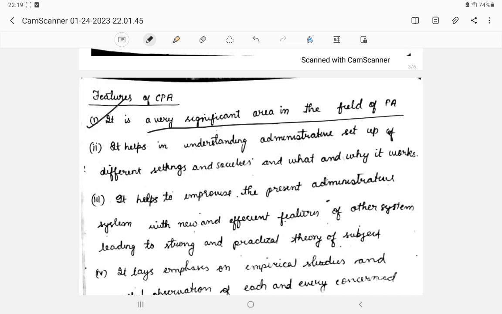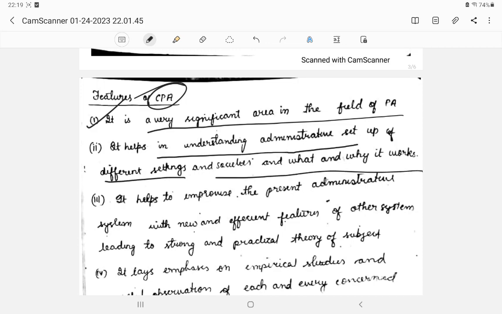There are many types of public administration: new public administration, new public management, good governance, etc. So many types of public administration came out, and this CPA will also be a significant area. Second thing is clear understanding. It helps to understand the administrative setup of different settings and societies, and what works and why.